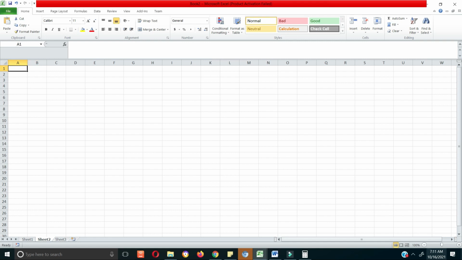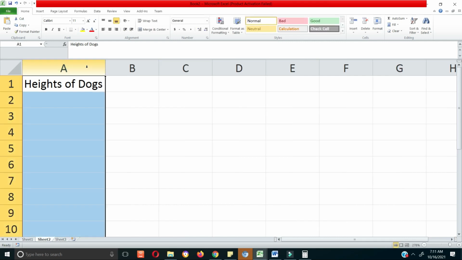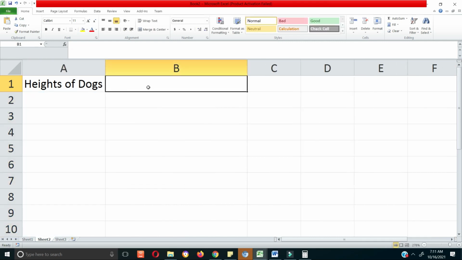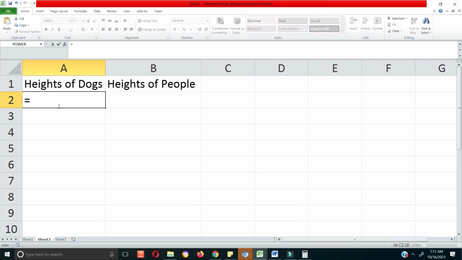So if you had two groups of values, for instance, here you have heights of dogs, and then here you have heights of people. You're going to find that dogs are basically shorter than people. For instance, the height of a dog could be some random value between 2 and 4.